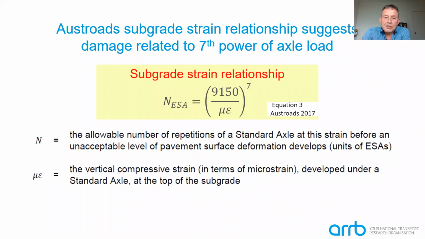So this relationship, when we've fitted it, we've essentially fitted a relationship to an empirical design chart, and this relationship would imply that the damage, in terms of deformation, is related to the seventh power of strain, and therefore if it's a linear elastic response, it would be the seventh power of axle group load.